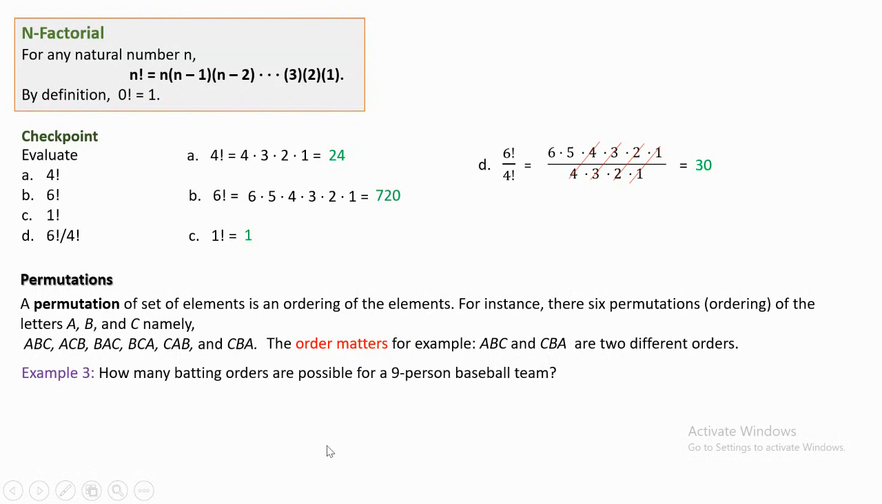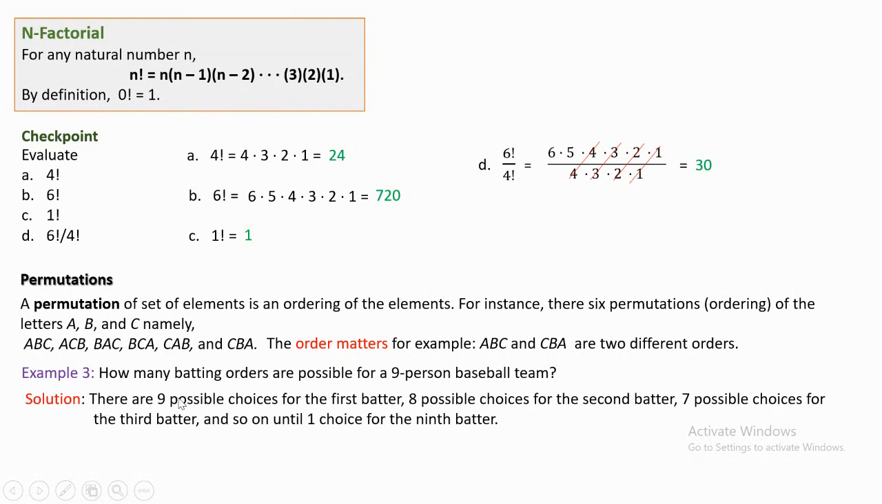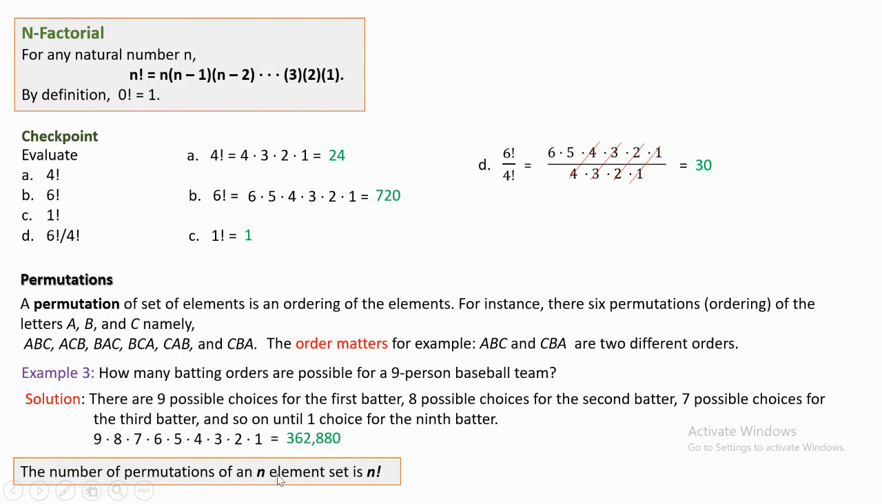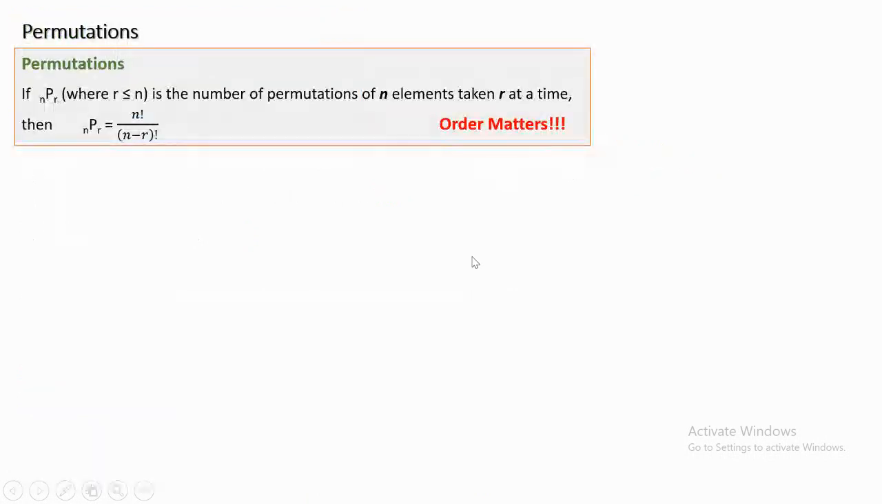Example 3: how many batting orders are possible for a 9-person baseball team? There are 9 possible choices for the first batter, and then 8, then 7, and so forth. So this will be 9 times 8 times 7 times 6 times 5 times 4 times 3 times 2 times 1, or 9 factorial, which would be 362,880. The number of permutations of n elements is n factorial. That's what this comes from. You can actually plug 9 factorial into the calculator, and it'll give you the answer.